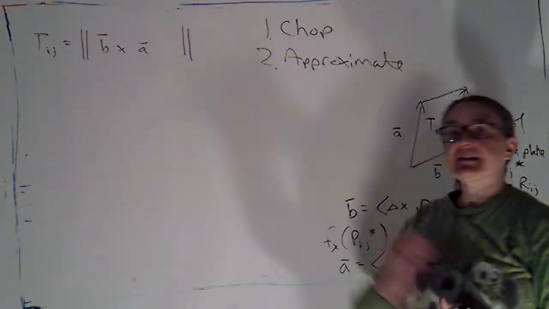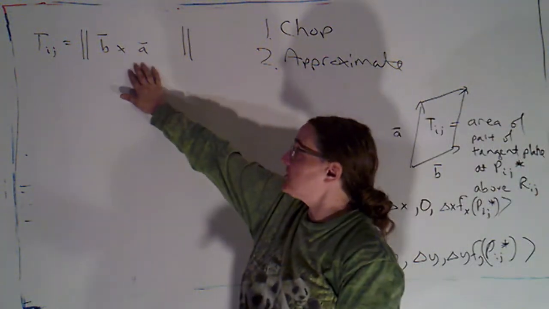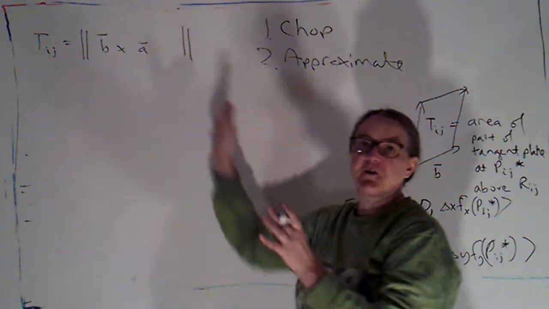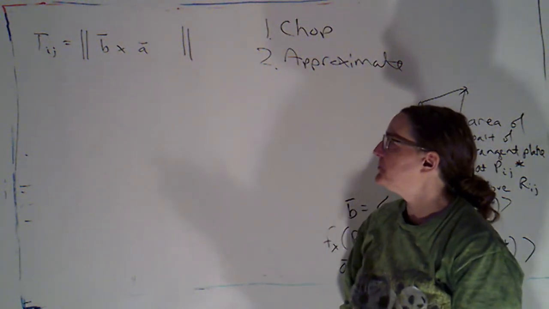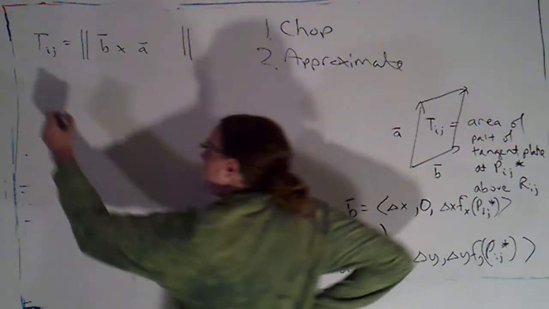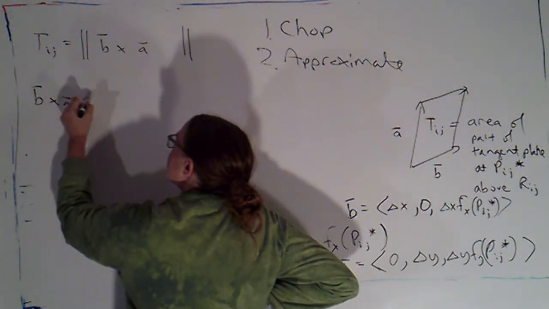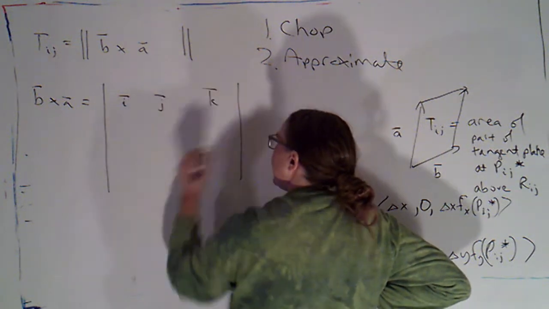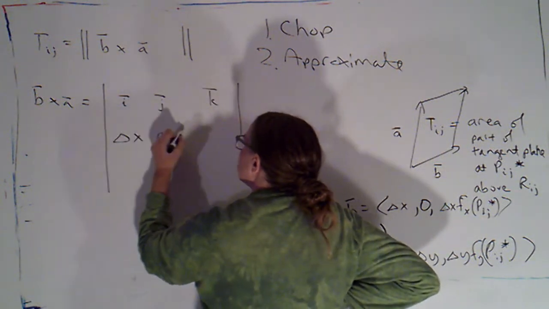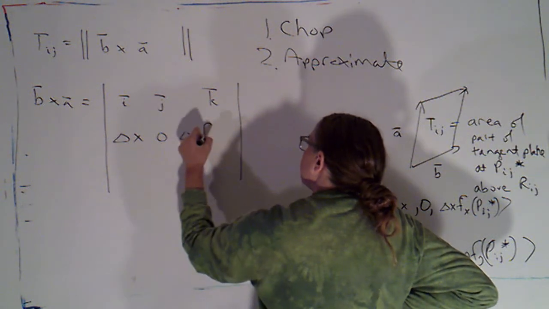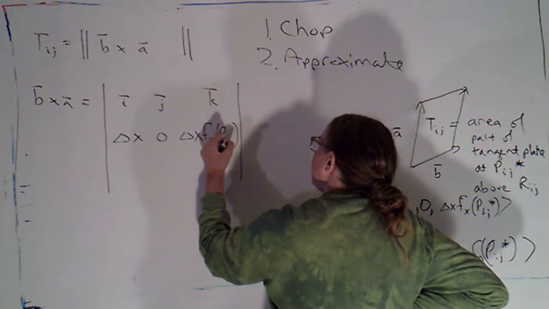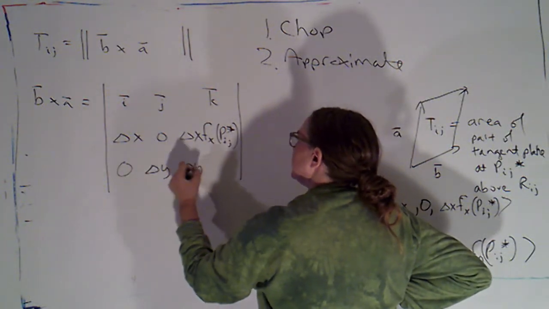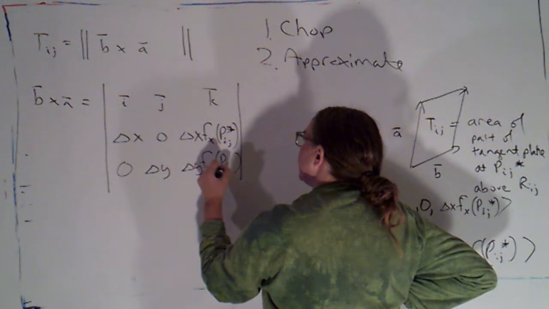Now the order here does not matter. If I cared about this as a vector, I would care what order I crossed them in, but I'm caring about the magnitude of it, so the order in which I cross them doesn't matter at all. Okay. All right, if I look at what B cross A is, that's going to be the symbolic determinant i, j, k, delta x, 0, delta x f sub x at Pij star, 0, delta y times f sub y at Pij star.